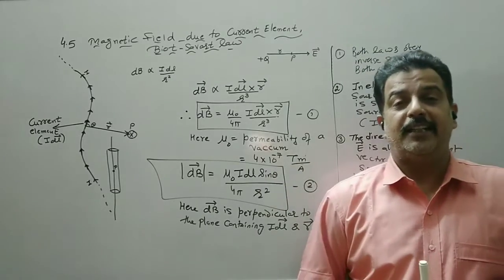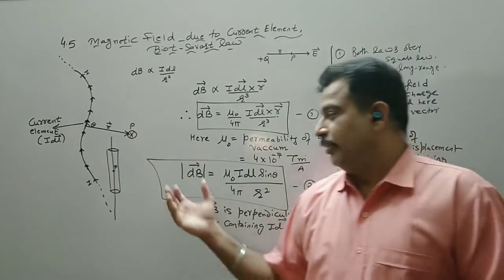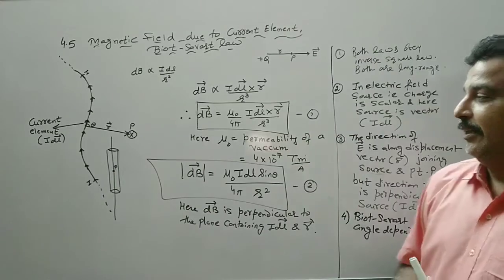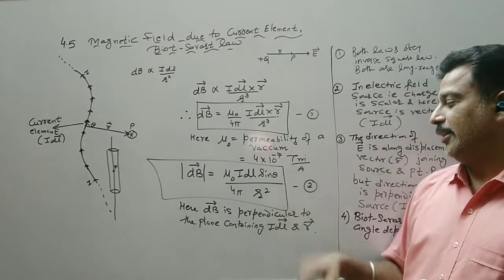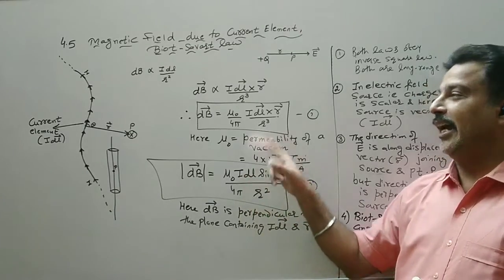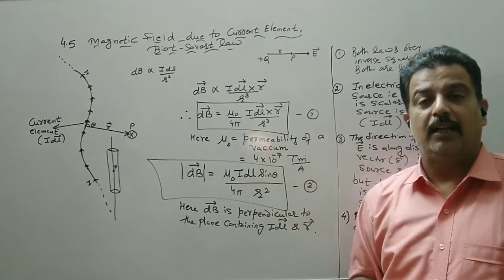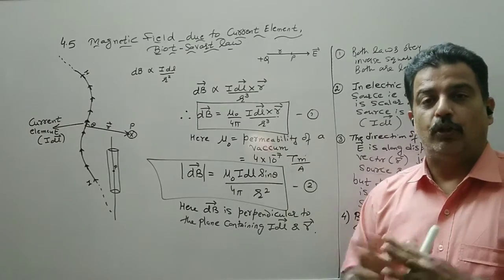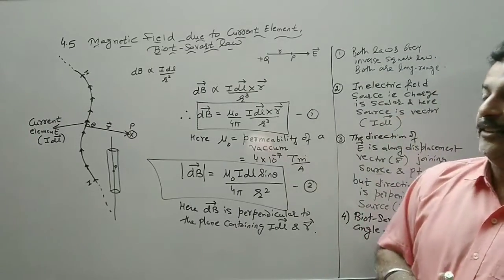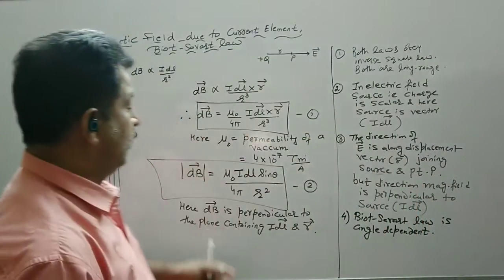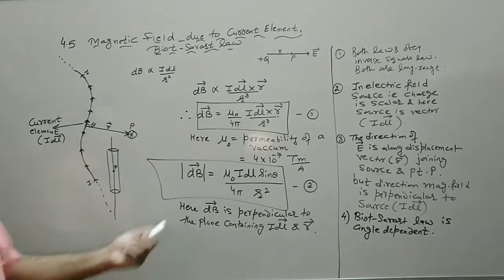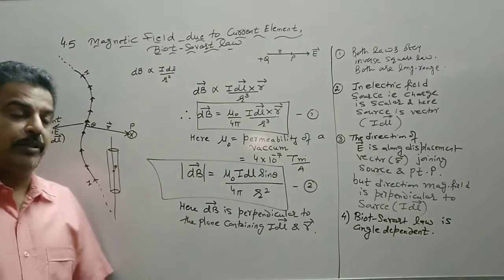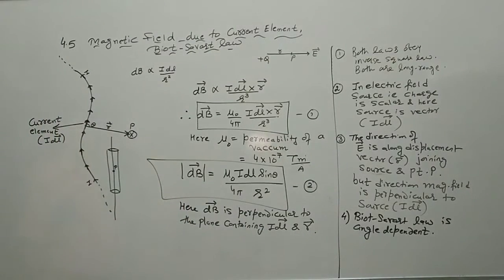And another case is, instead of R, if we talk about theta, what is theta? Theta is the angle between the IDL and R vector. Now if this angle becomes 0, then also the magnetic field intensity is 0. So we have a different case, and if this theta is 90 degree, clearly the magnitude of the magnetic field intensity should be maximum. So this is the Biot-Savart law.